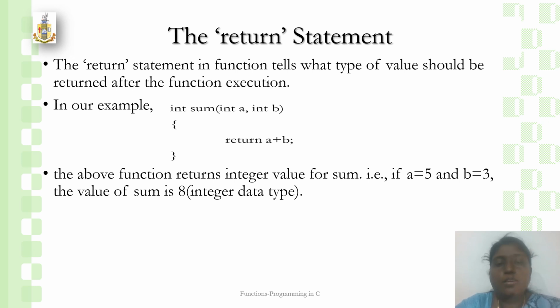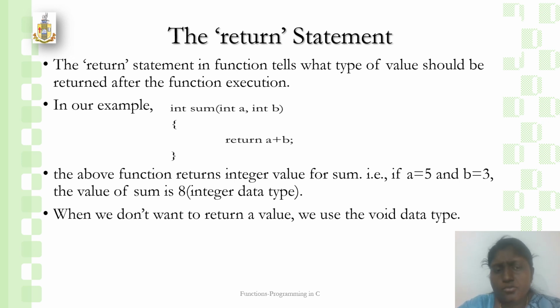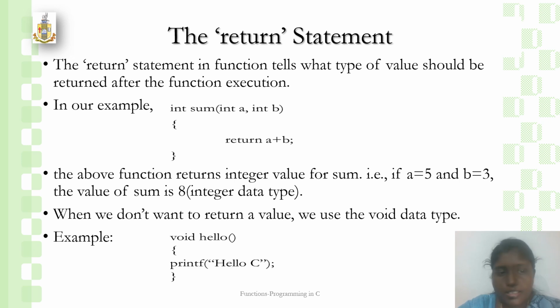And in case you don't want to return any kind of value, we just use void as the return type before the function name. So here is the example: void hello, printf hello c. When you mention the data type as void, there is no need to specify the return statement here.